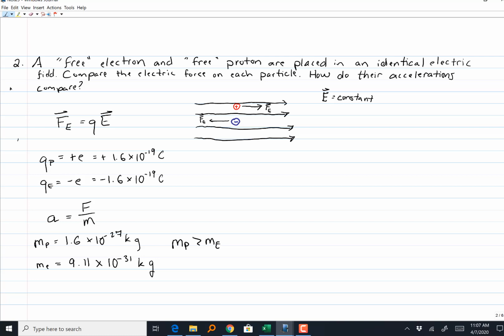All right, so the larger the mass that I'm putting in this relationship for the acceleration, the smaller the acceleration is going to be. Right? That's an inversely proportional relationship, and so that tells me that the acceleration of the proton is going to be less than the acceleration of the electron, again because the force on the proton and the electron are going to be the same as we saw in the first part of this question.